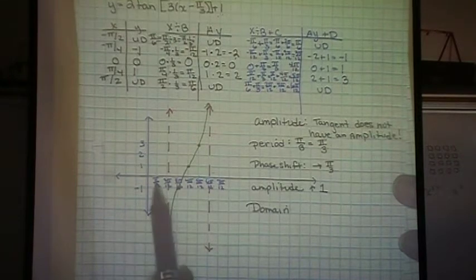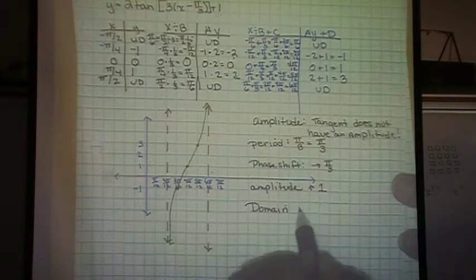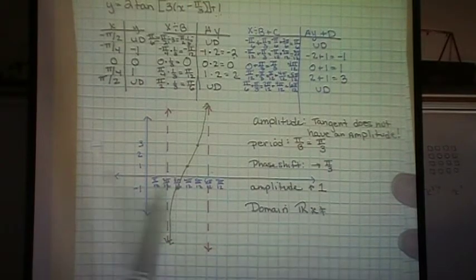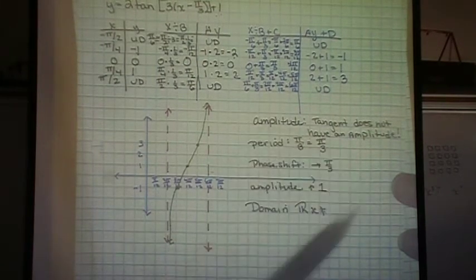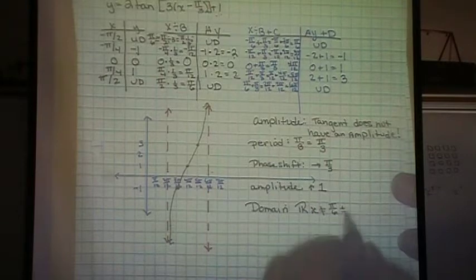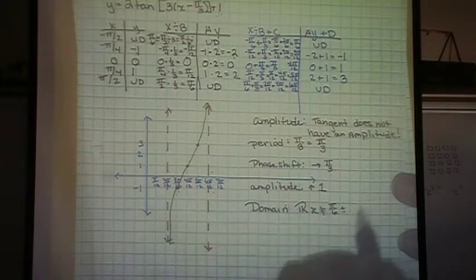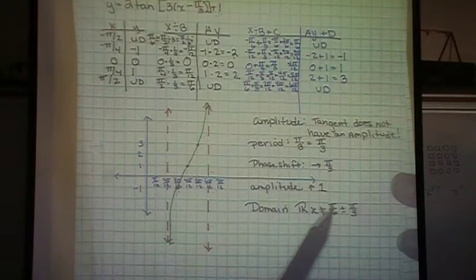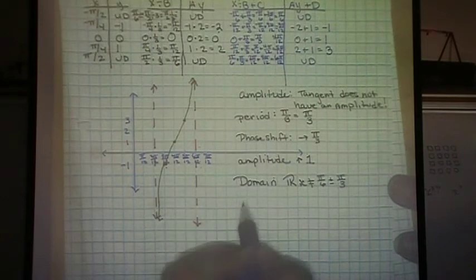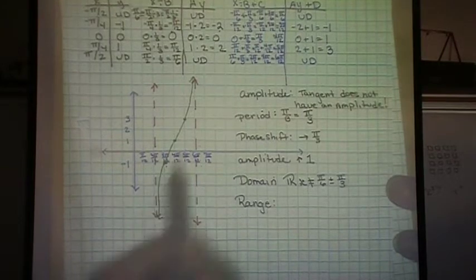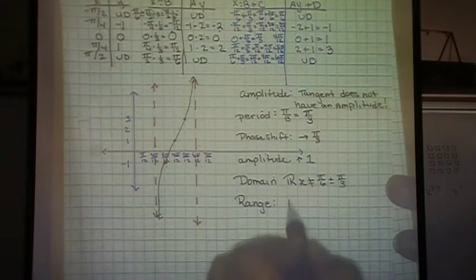So our domain is all real numbers, except x cannot equal, we start with the first one, so 2 pi over 12 is pi over 6. In your list of information, you do have to reduce your numbers. Pi over 6 plus and minus that distance of your period, pi over 3. This is going to take out every value where tangent is undefined. Our range. Every y value, so all real numbers.